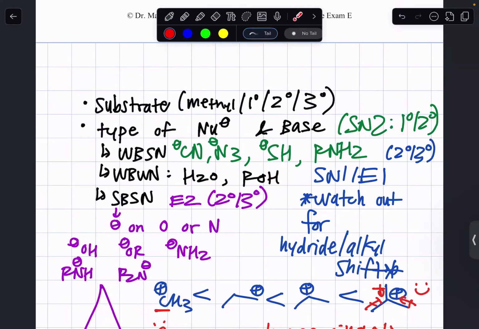With steric hindrance. Gotcha. SN2, that's a backside attack. It wants to reach the electrophile with more space.